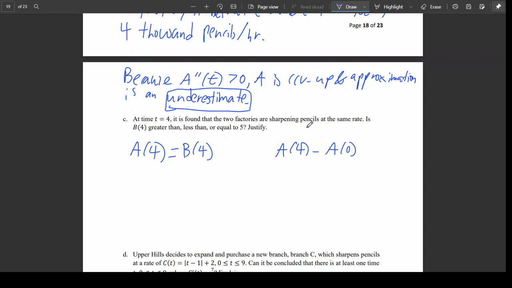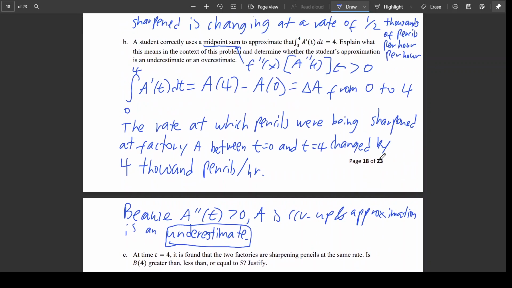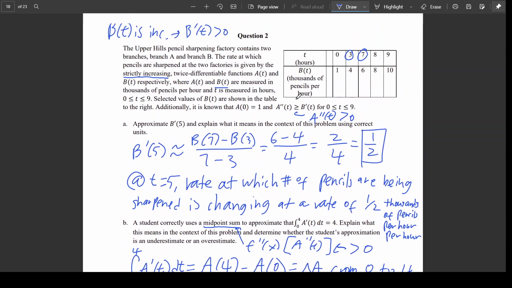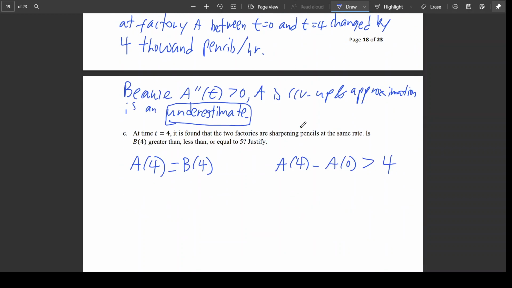So the actual value, so if the approximation says it's equal to 4, but it's an underestimate, the actual value must be more than 4, right? Maybe it's 4.1 or 4.2 or something, but this is an underestimate, so it only said 4. So the actual value is greater than whatever the estimation said. So we know that a of 4 minus a of 0 is actually greater than 4. However, also, we know that a of 0 equals 1, right?